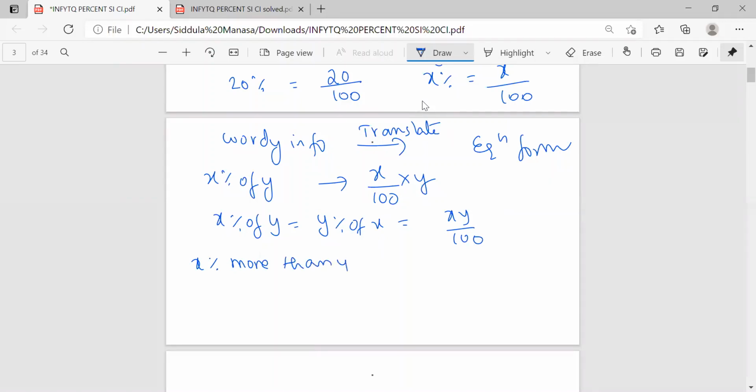So apart from that, X percentage more than Y. So X percentage more than Y means what you need to do? Out of 100 by 100, some X is more. So you need to increment the numerator on what? Y.